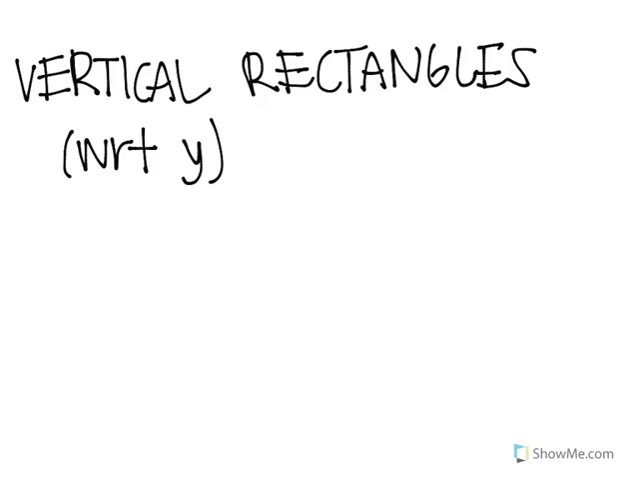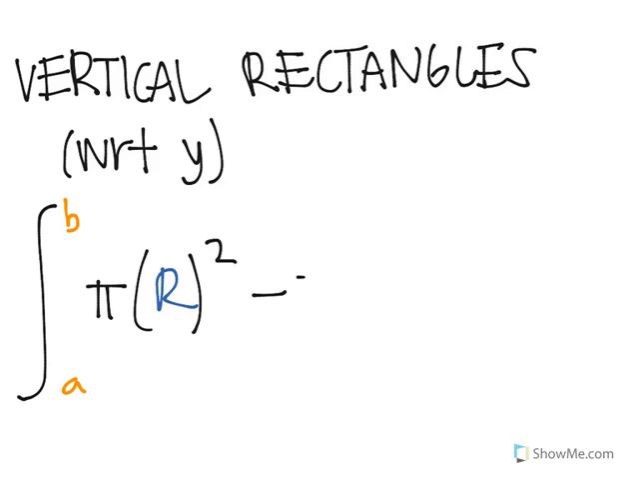Now we're going to give you the equation to find the volume of the rotated solid about the x-axis with respect to x, just like any regular function. Integral from a to b of pi big R squared minus pi little r squared dx.